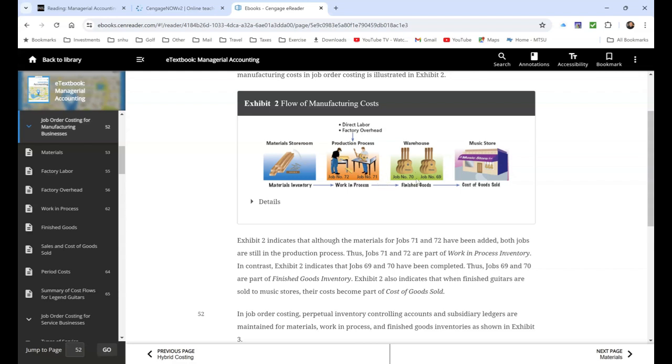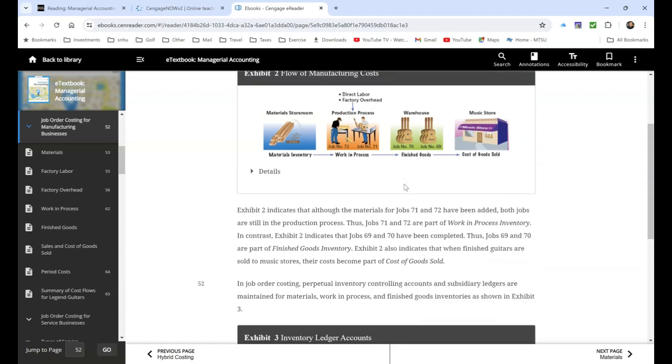Meanwhile, you have completed jobs 70 and 69. So you're going to be debiting finished goods for the cost of these two jobs, and crediting work in process because you're taking them out of work in process inventory and moving them over to finished goods. And when you sell these, then it's going to be cost of goods sold. So if job 70 was for one particular store, and you sold it to that store, now you're going to debit cost of goods sold and credit finished goods.